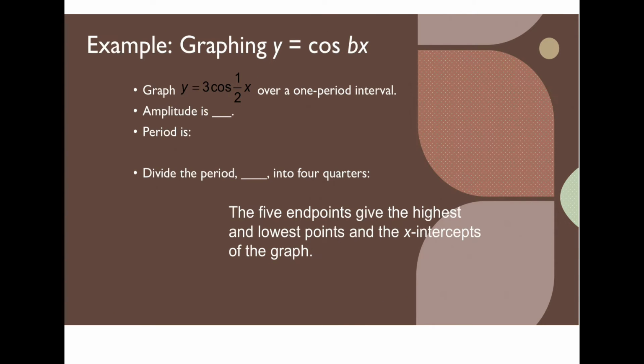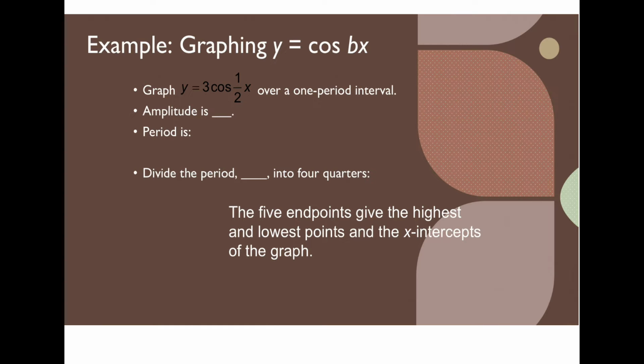All right, so let's look at an example. Here we've got 2 things happening. We've got a 3 out front here, and then we're multiplying x by a half. So what is that going to do? Well, first of all, we know 3 is going to raise my amplitude. So it's going to go up higher and down lower. My range now is going to be from -3 to +3. And then multiplying x by a half is basically going to double my period.